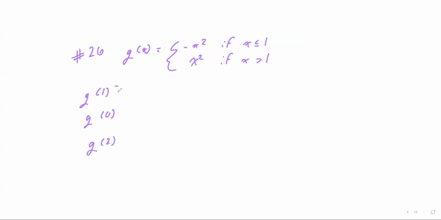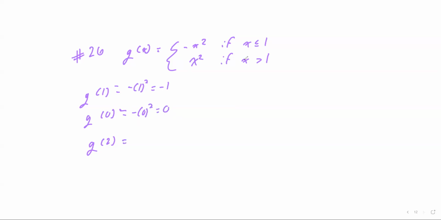So to figure out where it goes, you've got to figure out which function to look at. Well, here's 1. x is less than or equal to 1. So that means I would only plug it into the first equation. So that's going to become -1 squared, which is just -1. That's it. I don't plug into the other one, only the first one, since 1 is less than or equal to 1. Now, if I look at 0, 0 is less than 1, so I'll plug it into the top equation again, giving me 0.